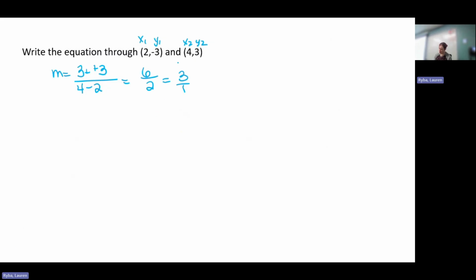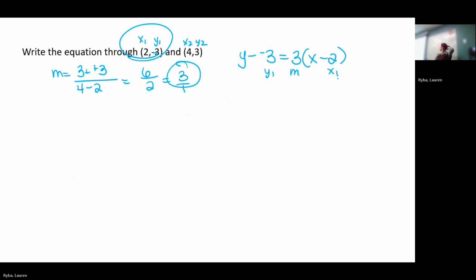Okay, so now I have slope and I have my point, and then I can go to my point-slope form. So y minus -3 equals 3, open parentheses, x minus 2. So I filled in y1, m, and x1. I realized I forgot to say something a few slides back, so I will go back and do that quick once you're done with this.